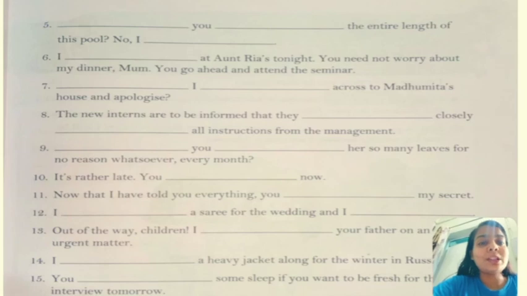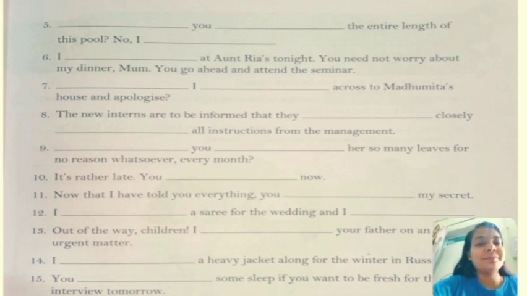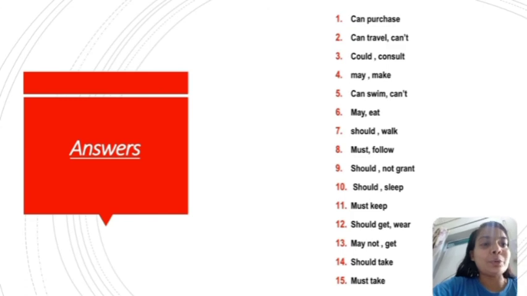I hope students you have completed this exercise. Now let's match your answers and see how many you have done correctly. Here you go. Here are the answers to all those 15 exercises. I hope all your answers are correct.